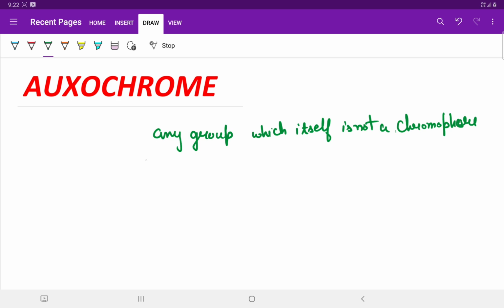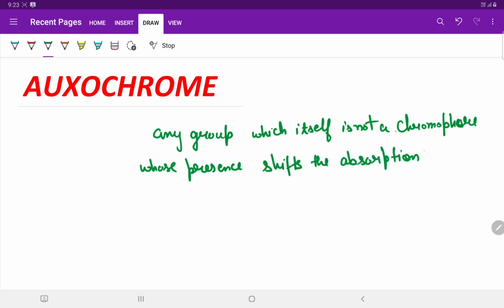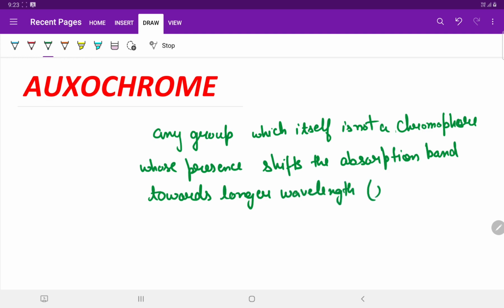That means its presence shifts the absorption band towards the longer wavelength. That means towards the red end of the spectrum. So this was regarding the definition.